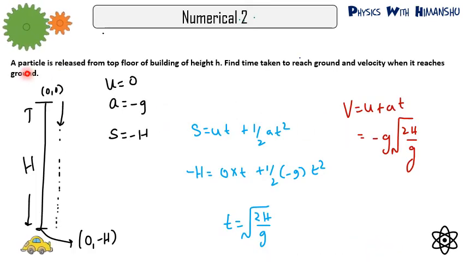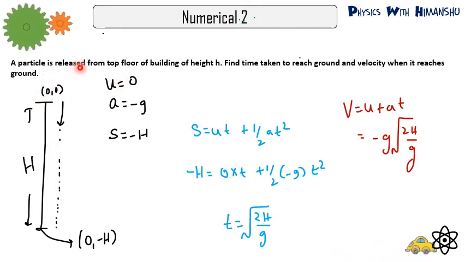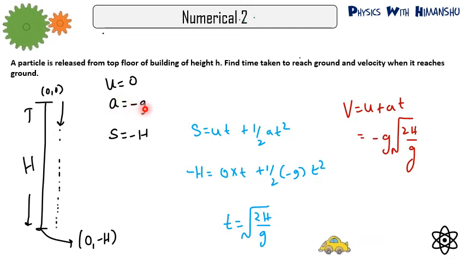Okay. So a particle is released from the top floor of a building of height h. Find the time taken to reach the ground and the velocity when it reaches the ground. So a particle is released. It is just released, you haven't pushed the particle. So u will be 0. a, I have already told you, will always be negative, so a will be minus g, minus 10. And if you release the particle from this point and it reaches the bottom, the displacement will be minus h because the particle is in downward direction now.